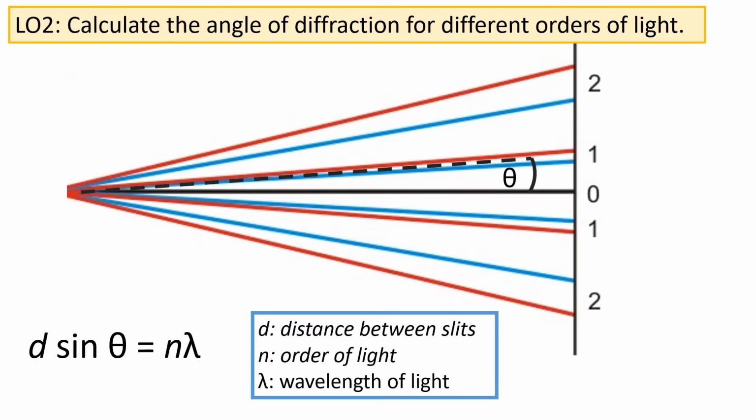We have an equation that lets us calculate the angle of diffraction. It's that d sine theta is equal to n lambda, where d is the distance between the slits, n is the order, 0th, first order, second order, etc., and theta is the angle of diffraction.